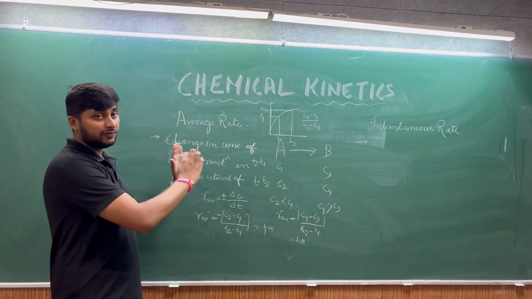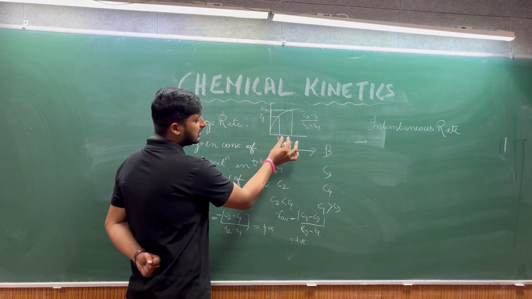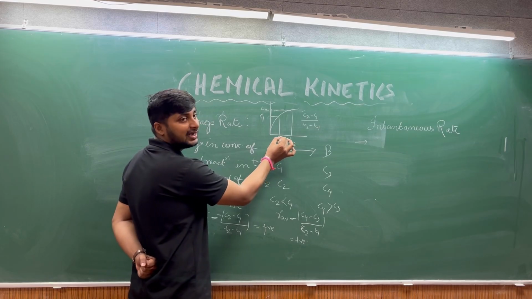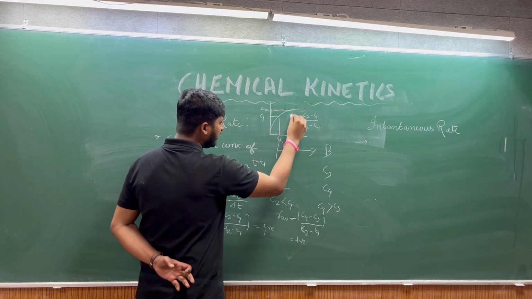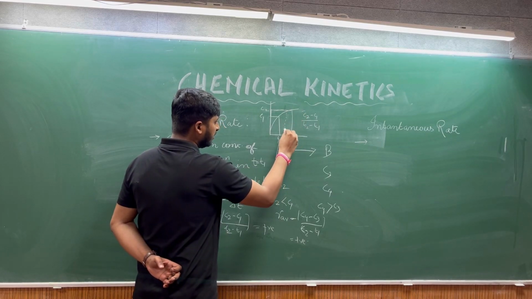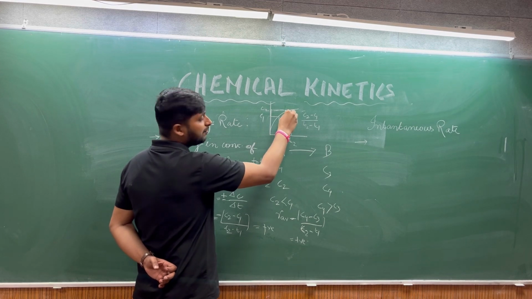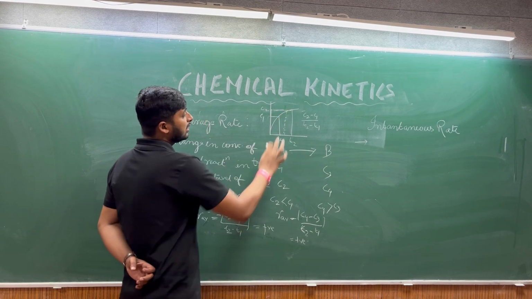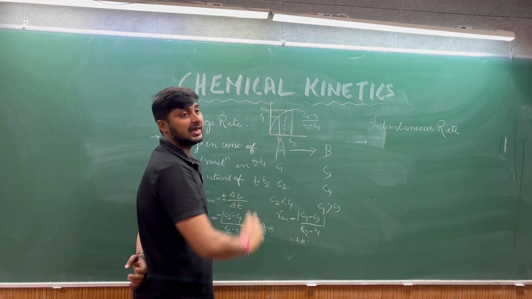Now we will be moving towards instantaneous rate. What if I reduce this time interval to very low, that is, almost tends to 0? If this time interval is reduced, we will ultimately get something like a point. So the rate at this point will now be called an instantaneous rate.